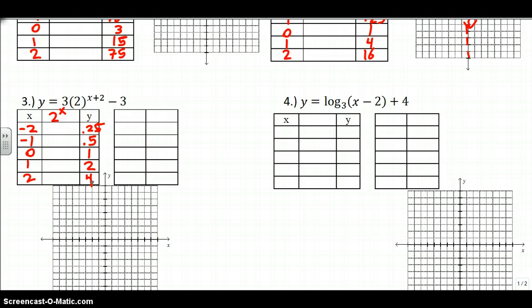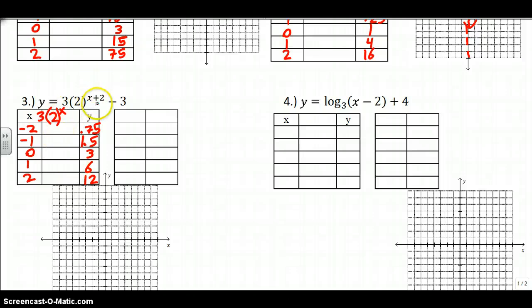But that's not what I want. I want 3 times 2 to the x, right? So what am I going to do with all my y-coordinates? Multiply them by 3. So this will be 0.75. This will be 1.5. This will be, I might as well go ahead and do it, 3, 6, and 12. Okay? You notice we're doubling each time. Why? Because it's 2 to the x. Anyway, there's that. Again, that's not exactly what I want either.